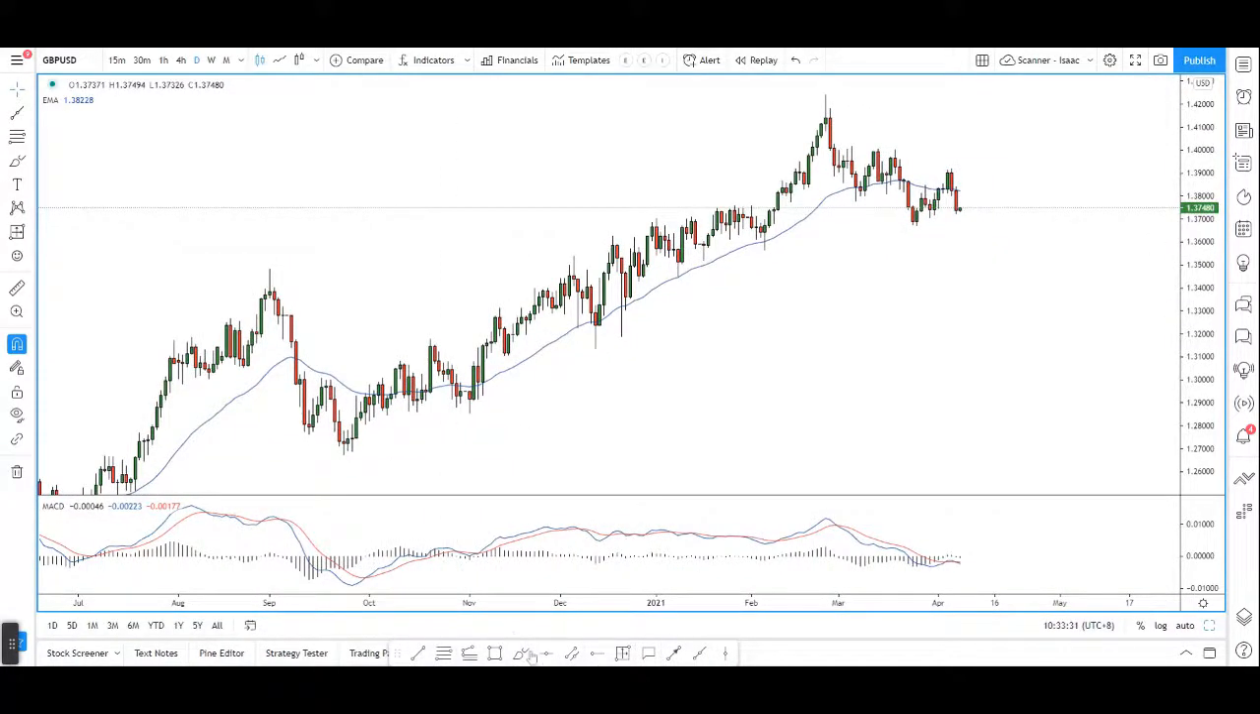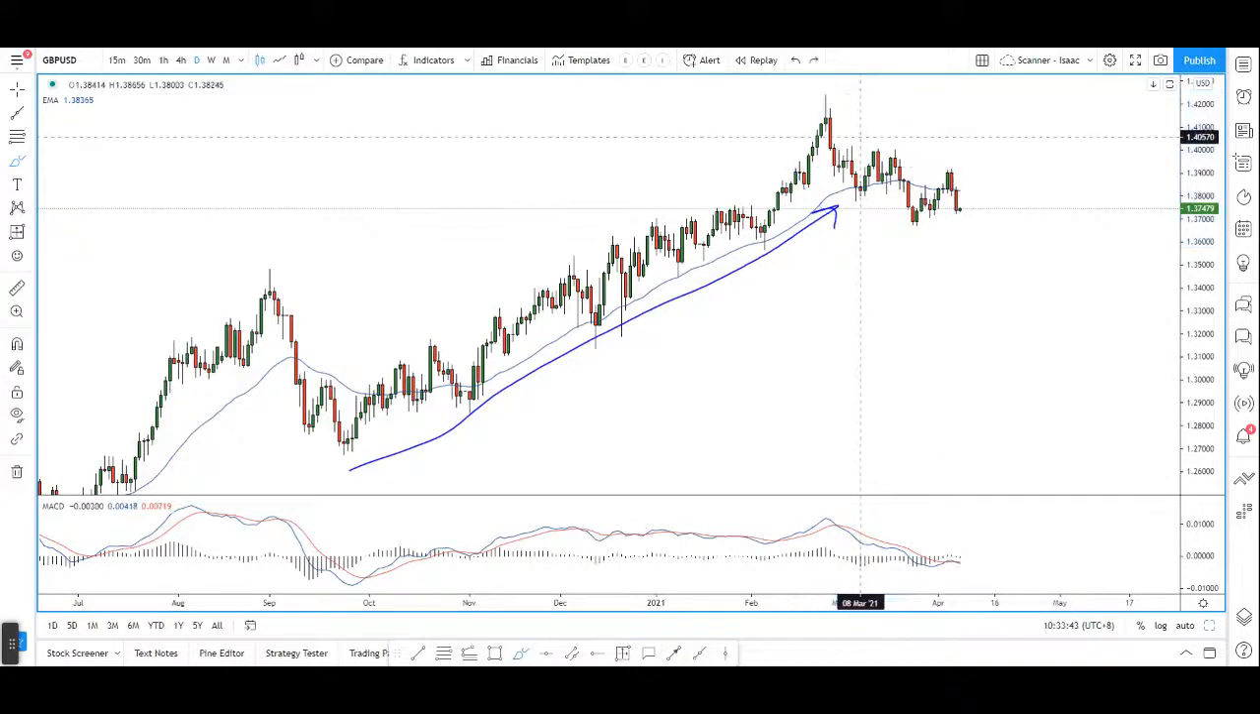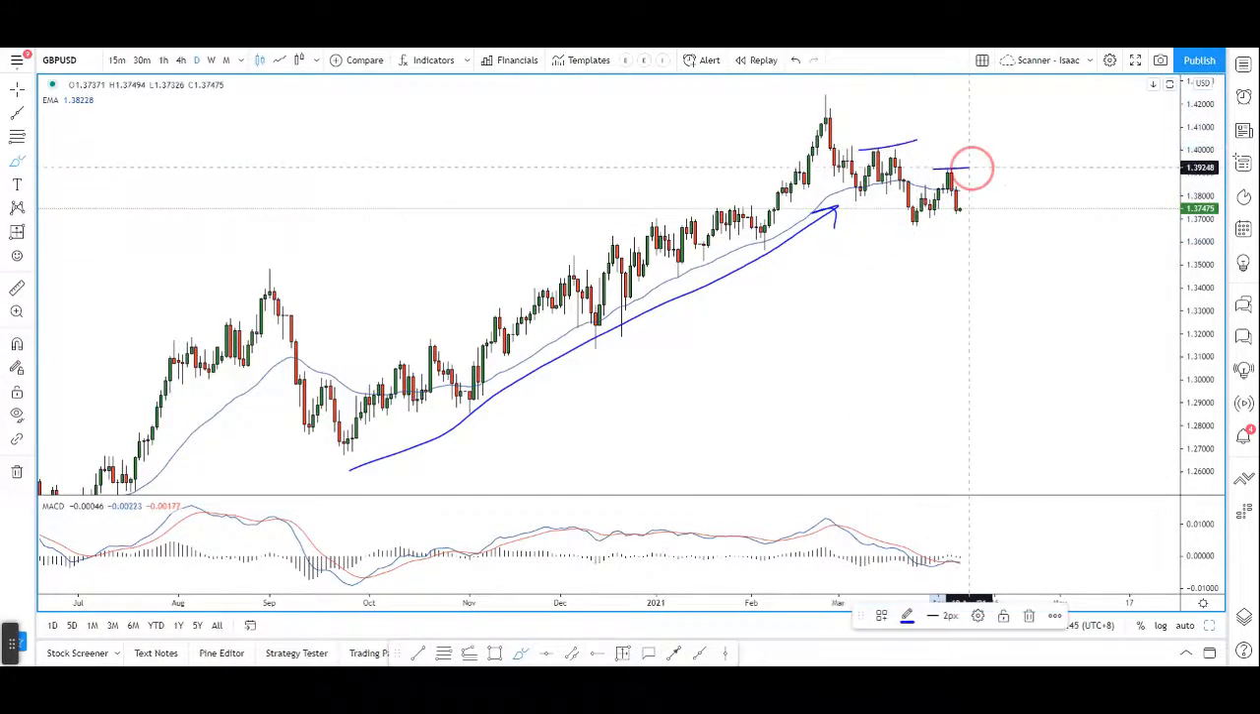We have price basically making a very strong uptrend. It's very clear price is holding above the moving average very nicely. It's making a strong uptrend. However, recently price has been making a series of lower highs and a series of lower lows, signifying that very well the trend could possibly end.